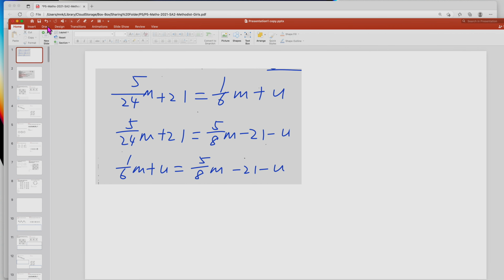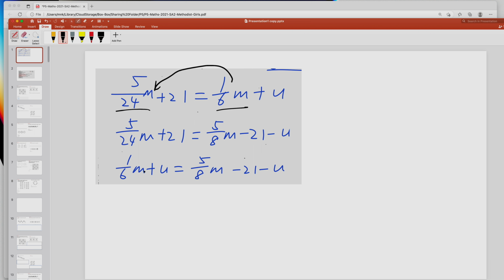Okay? So the first thing you do is, this is M, this is M. So what you do is you bring it over, right? Then this one, then the plus 21, you move it to this side. Okay? So when you move things over, you need to change the sign.